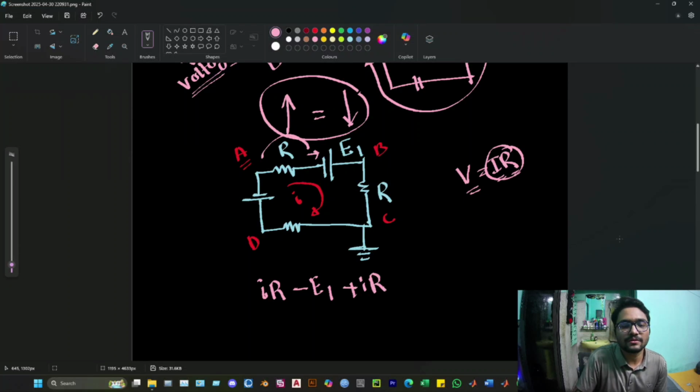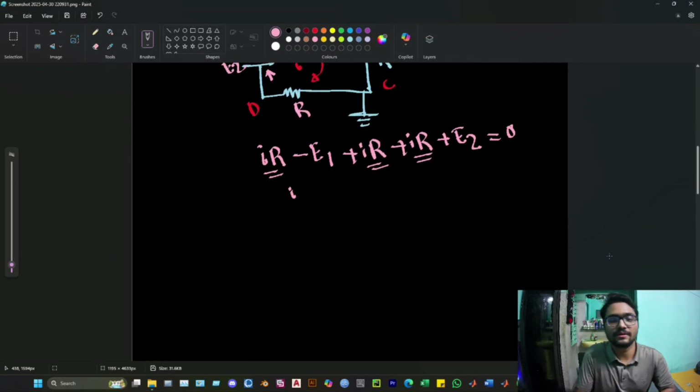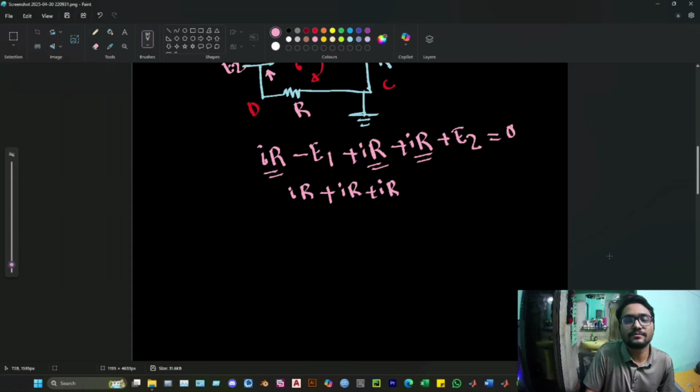Then if we go from C to D, we get another resistor R, so it will be I into R. Finally, we are going into the positive polarity of the battery, so if it is E2, we will write plus E2. Now this will be equal to 0. So if we take all the resistor terms on one side, it will be IR plus IR plus IR, which will be equal to E1 minus E2.